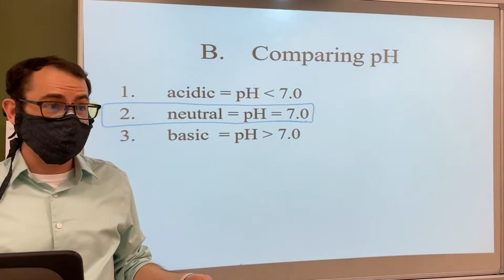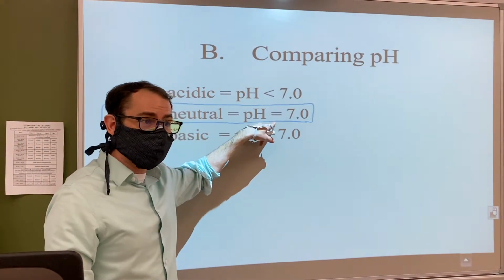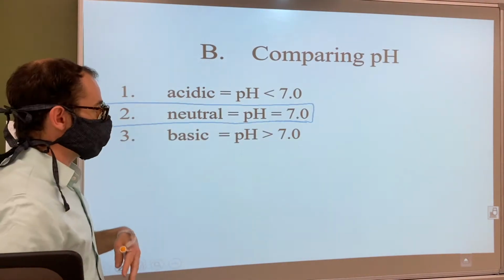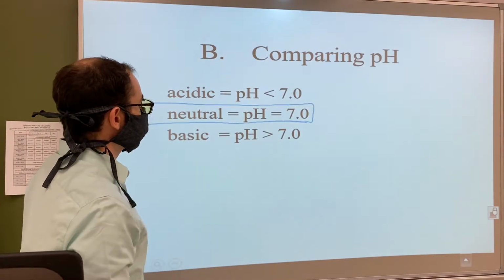Acid rain, right? You've heard of acid rain, right? It's not going to be at 7. It's actually around 5. So it's a lot lower than what we would consider neutral to be.